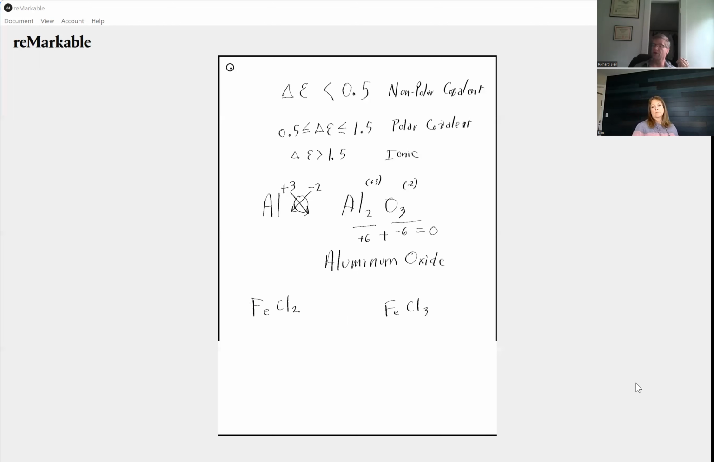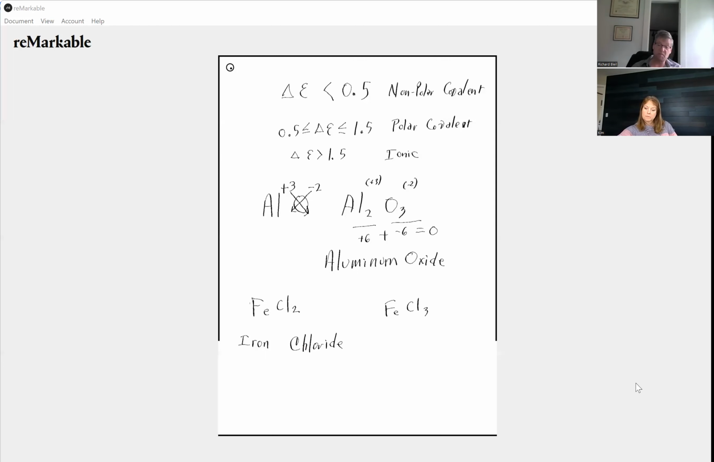Here are two well-known iron compounds. Using our simple nomenclature device, and I want you to notice as I'm writing this, I'm leaving a space between the iron and the chloride. You name the cation first, iron, followed by the anion with the ending chlorine changed to IDE, chloride.